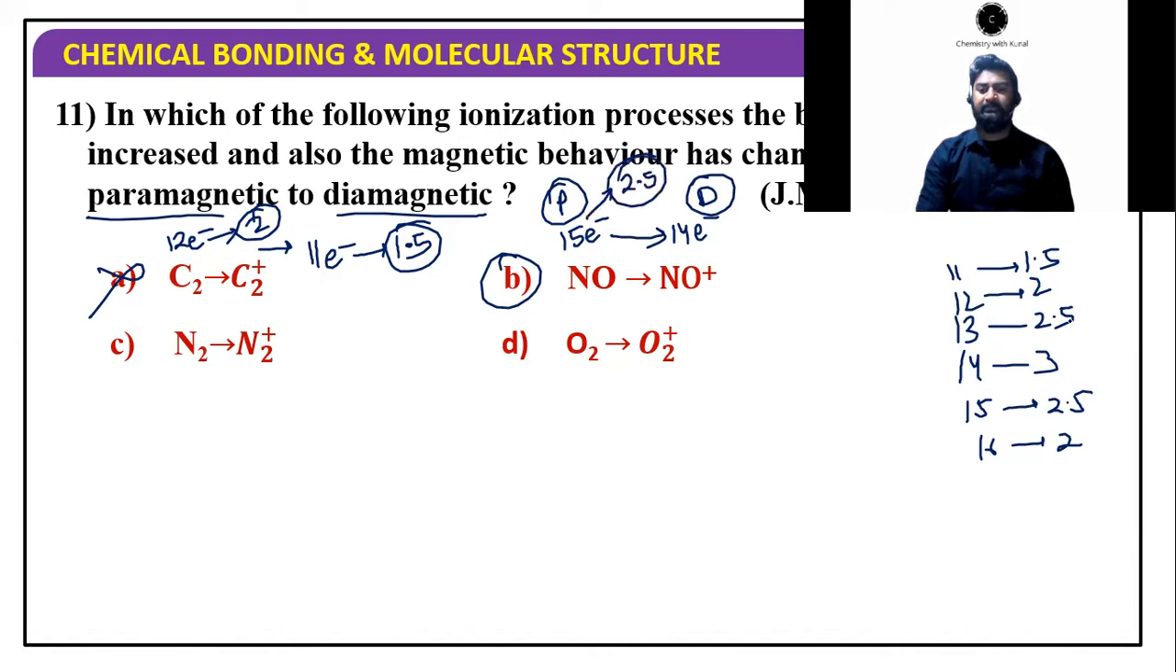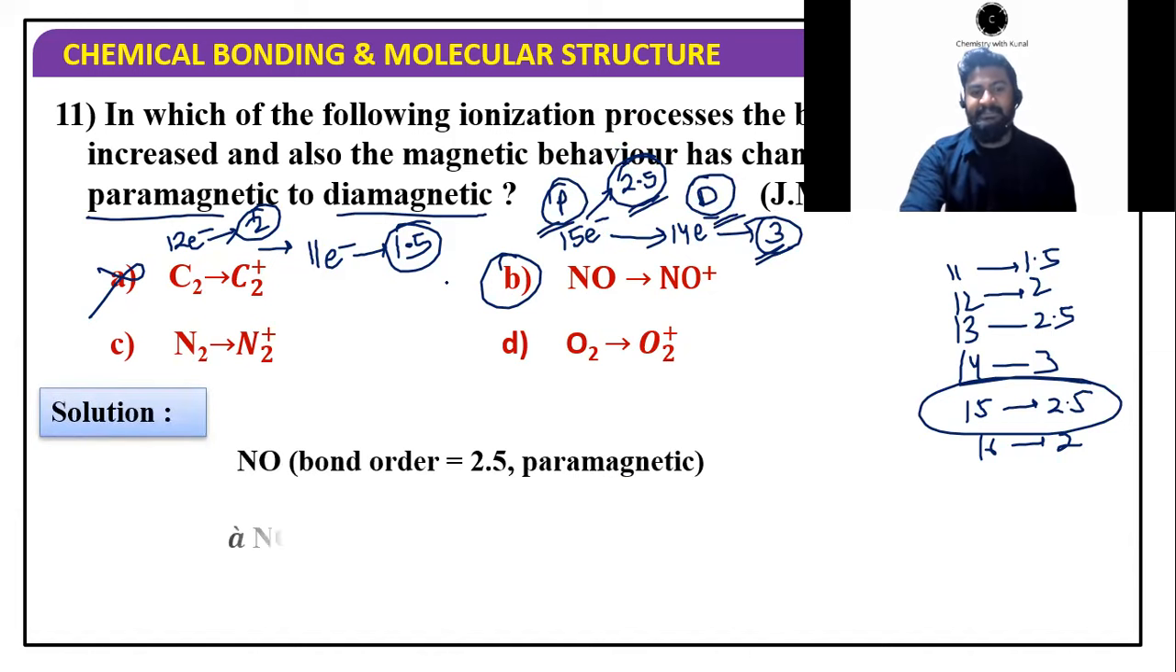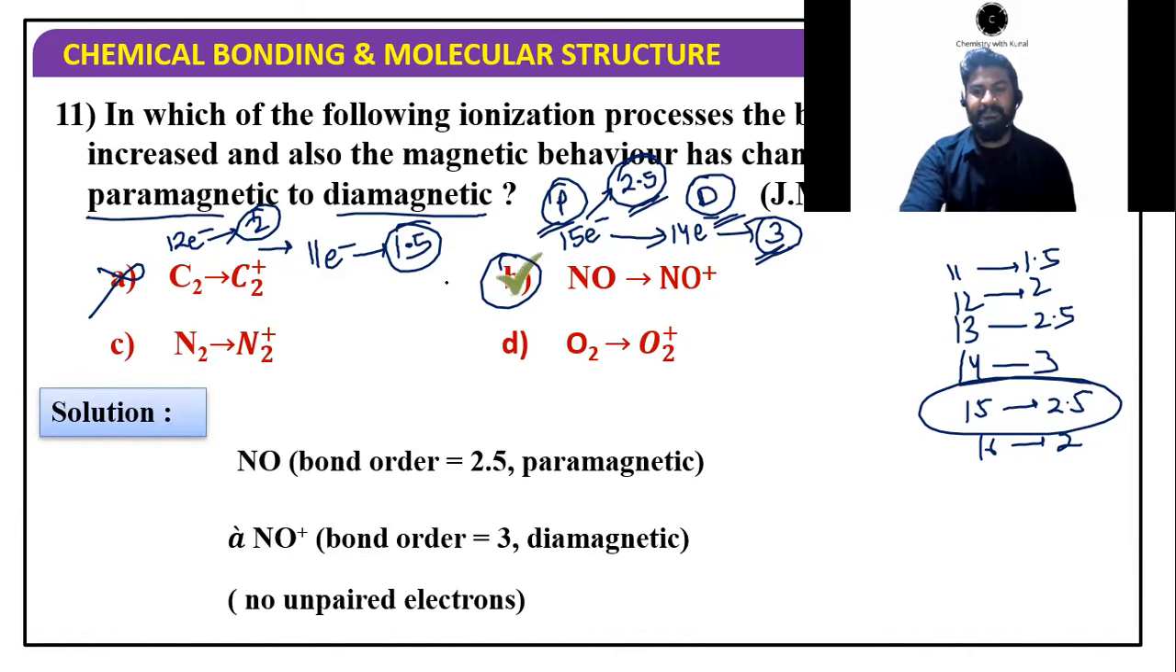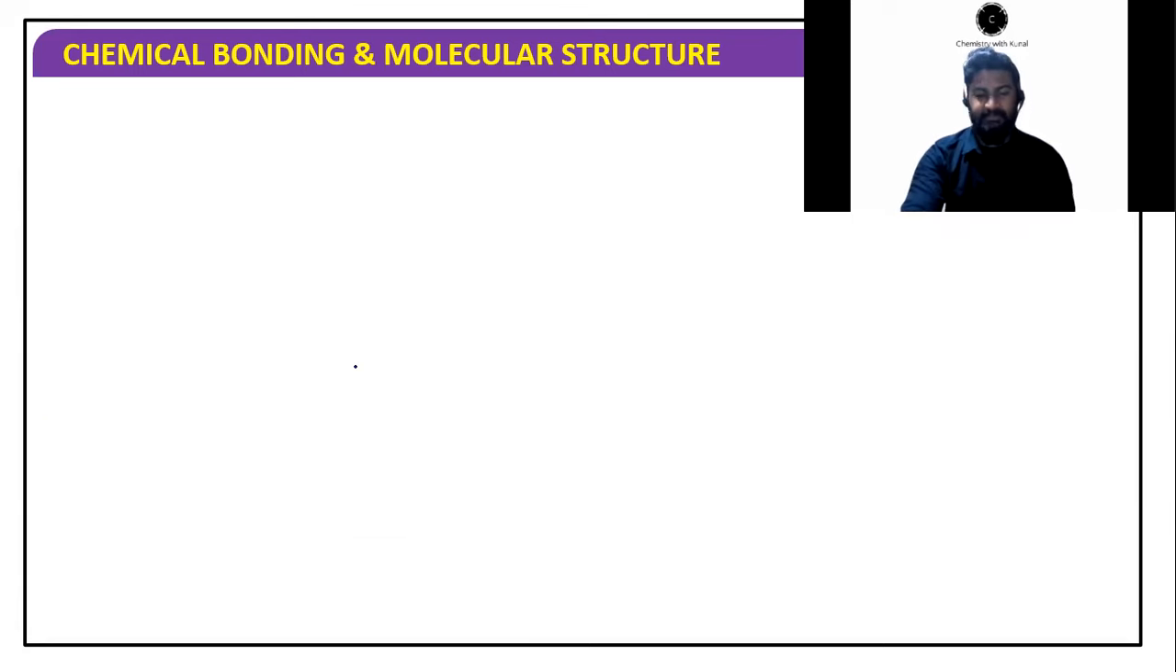15 electrons is 2.5, and 14 electrons will be 3. So bond order increases, and magnetic behavior changes from para to dia. The answer is option B. Very well. B is the right answer. See, you can do it in seconds. You can try the other options also, they will not match.